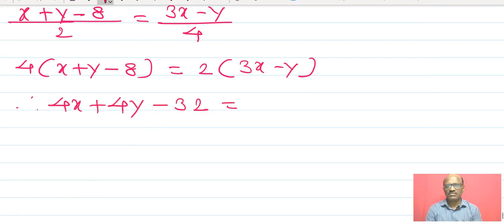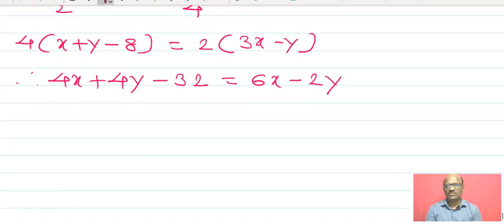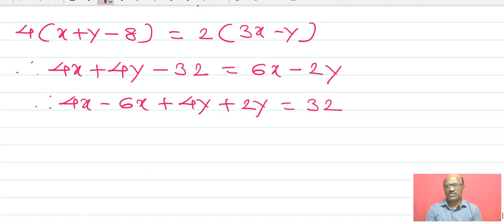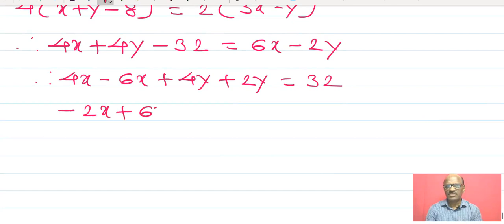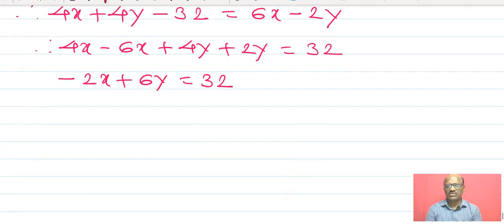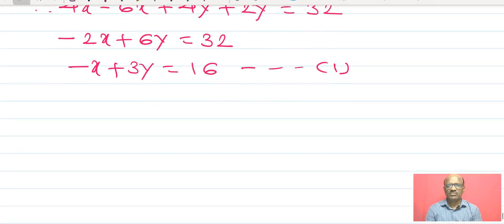4x plus 4y minus 32, and the 2 in 3x minus y multiplied, we get 6x minus 2y. Therefore, 4x minus 6x and plus 4y plus 2y equals to 32. Therefore, minus 2x plus 6y is equal to 32. Divide on both sides by 2. Minus x plus 3y is equal to 16. This is equation number 1.